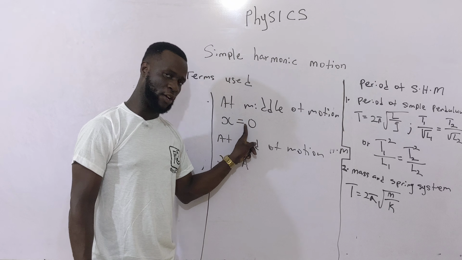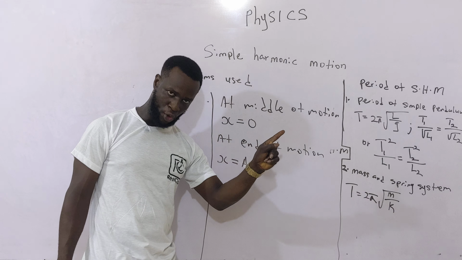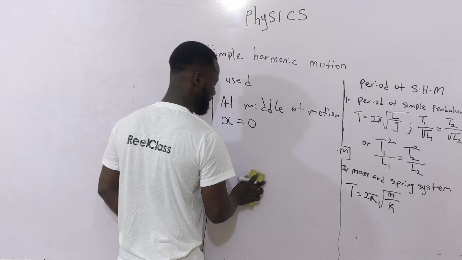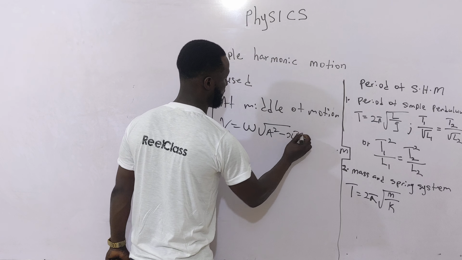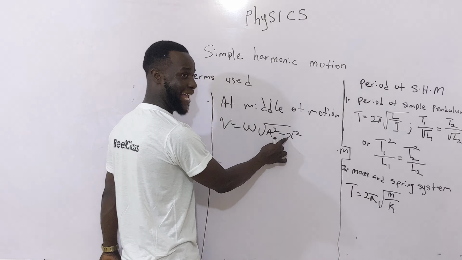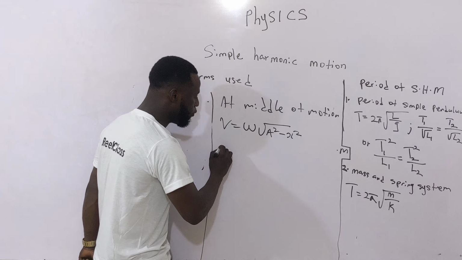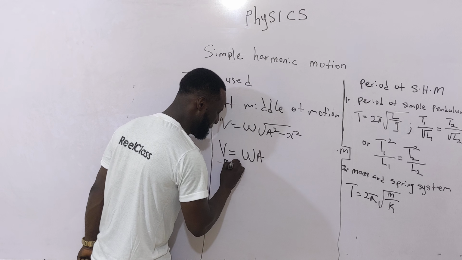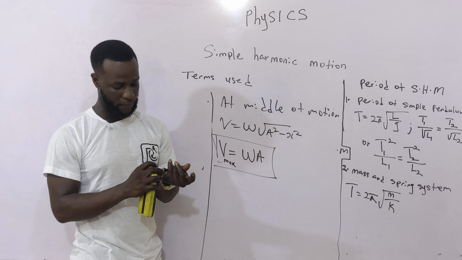If x is equal to 0 at the middle of motion, what will happen to our velocity at the middle of motion, which is the same as the equilibrium position? What will happen to our acceleration at the equilibrium position? Recall that I earlier said that v is equal to w square root of a squared minus x squared. If this were to be the middle of motion, x is equal to 0. And if I substitute x to be equal to 0, this whole equation will break down to v is equal to WA. And this is my maximum velocity. So velocity is maximum at the middle of motion.